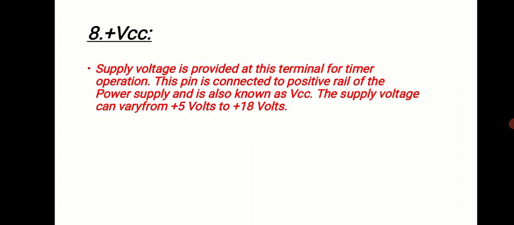VCC. The supply voltage is provided at this terminal for the timer operation. This pin is connected to the positive rail of the power supply and is also known as VCC. The power supply voltage can vary from positive 5 volts to positive 15 volts.